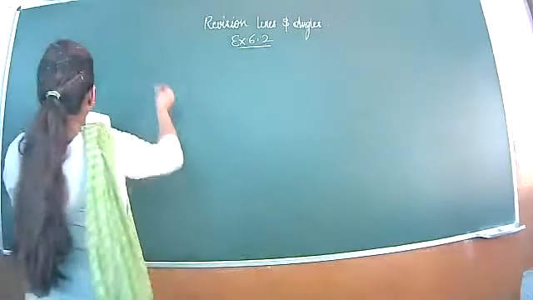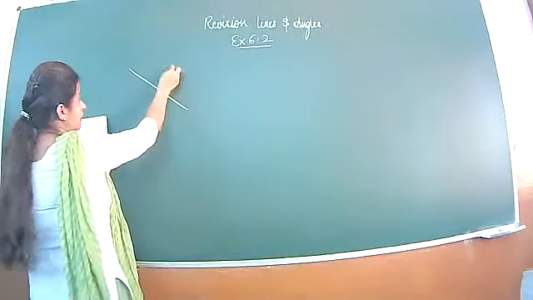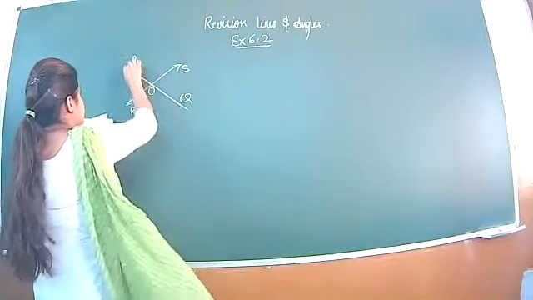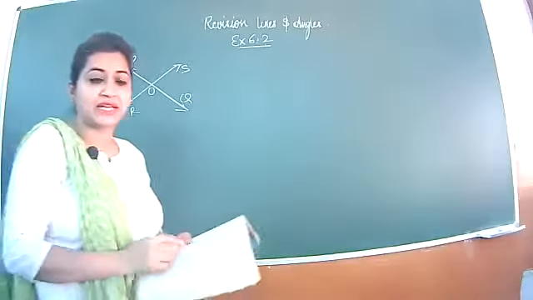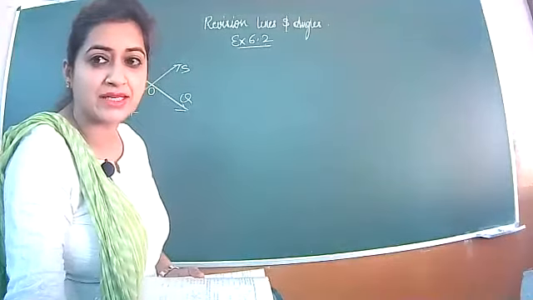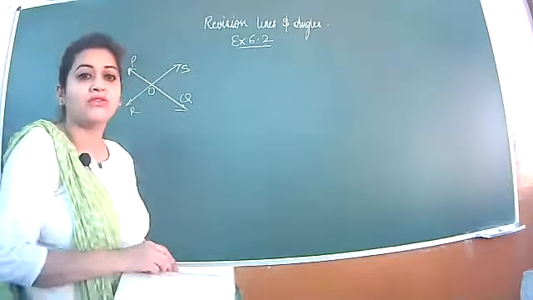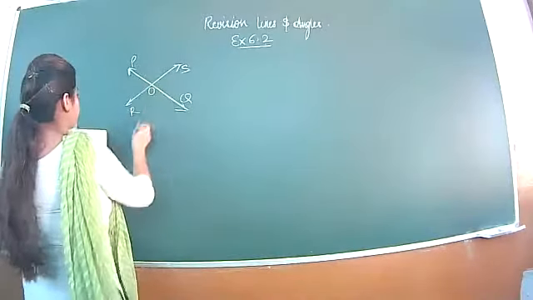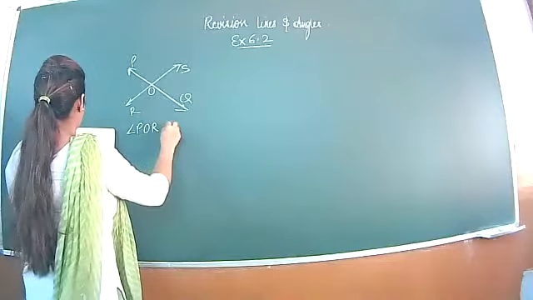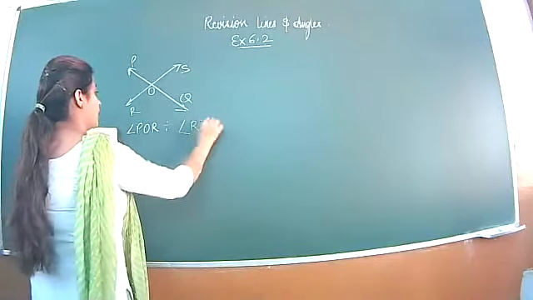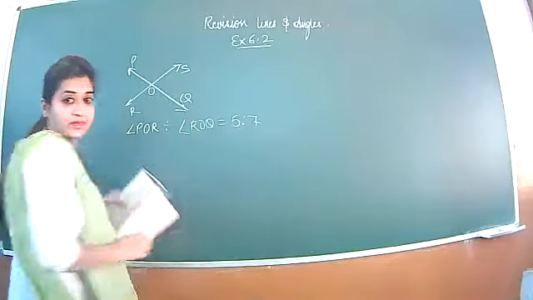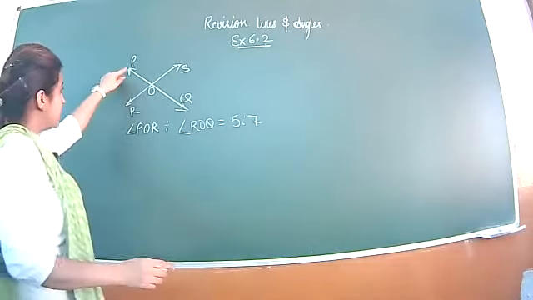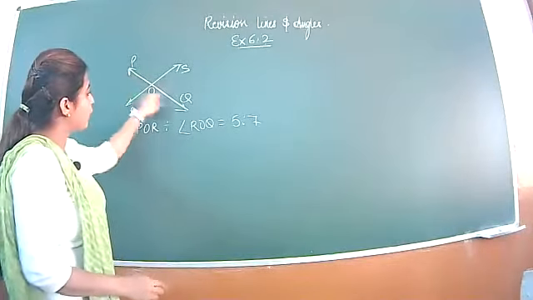First example is: you have given this figure P, O, Q, R and S. Two lines are intersecting each other, and whenever two lines intersect, they always form vertically opposite angles. You have given angle POR to ROQ is equal to 5:7. The ratio of the two angles has been given, angle POR and ROQ.